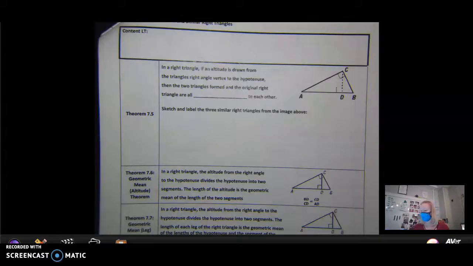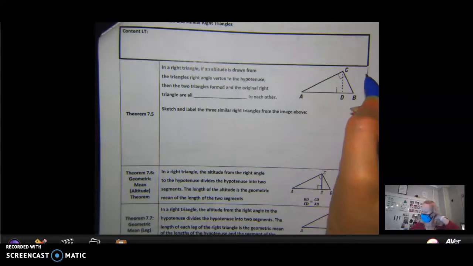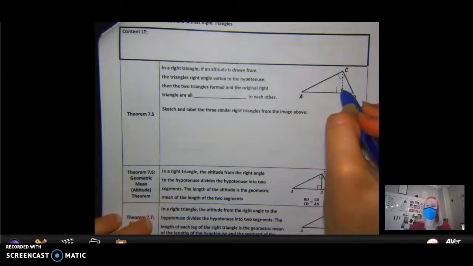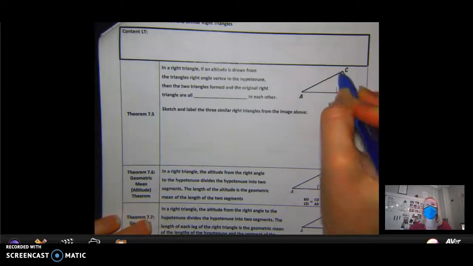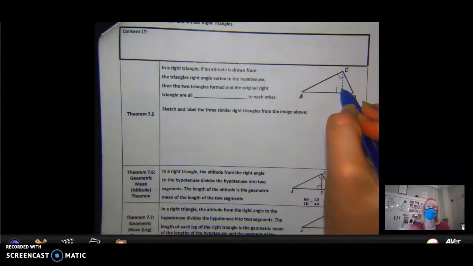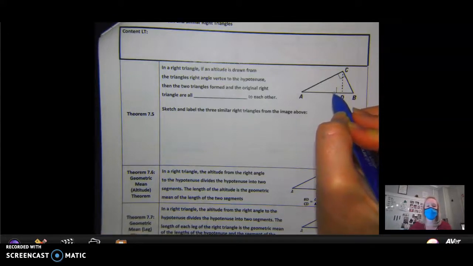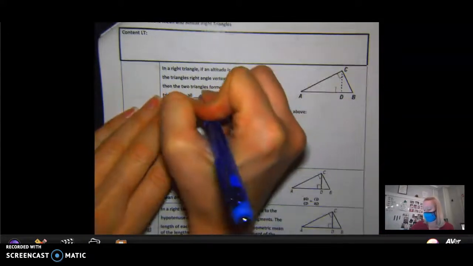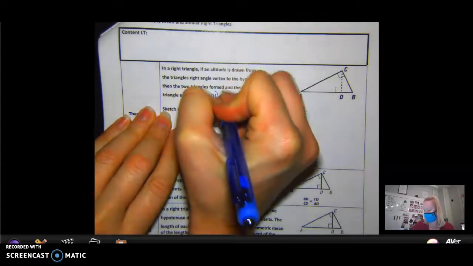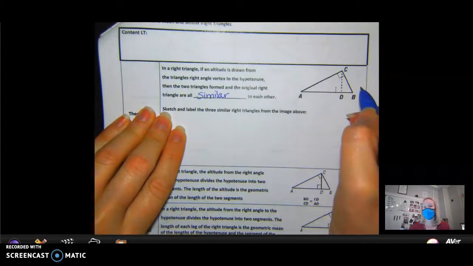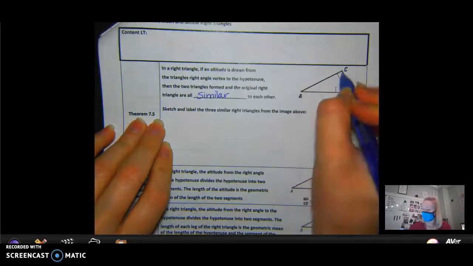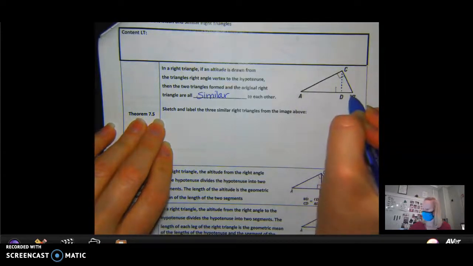In a right triangle, if an altitude is drawn from the triangle's right vertex to the hypotenuse, remember, an altitude makes a 90-degree angle from a vertex to the opposite side. That was back in unit 4, maybe. Then the two triangles formed and the original triangle are all similar to one another. So what they are saying is I have this big triangle, right?